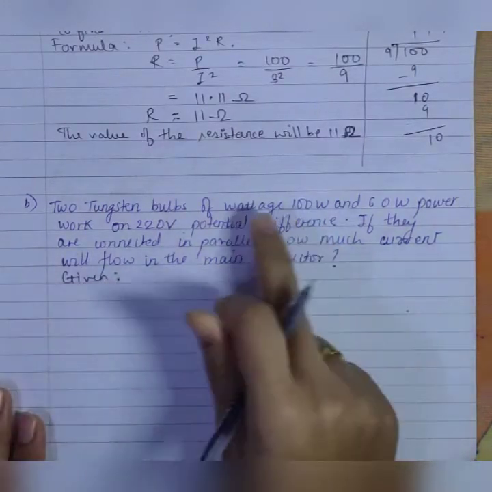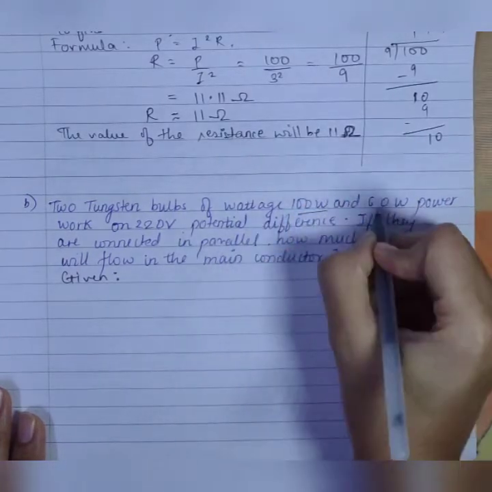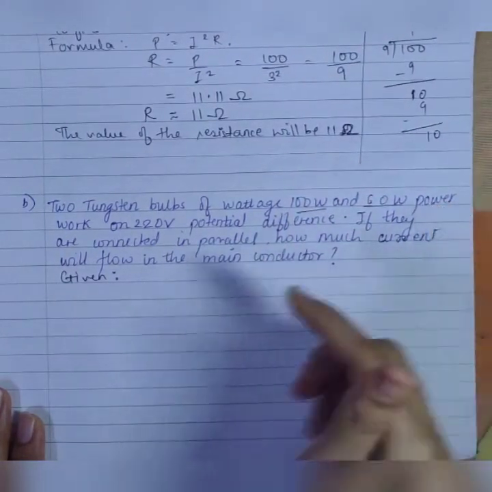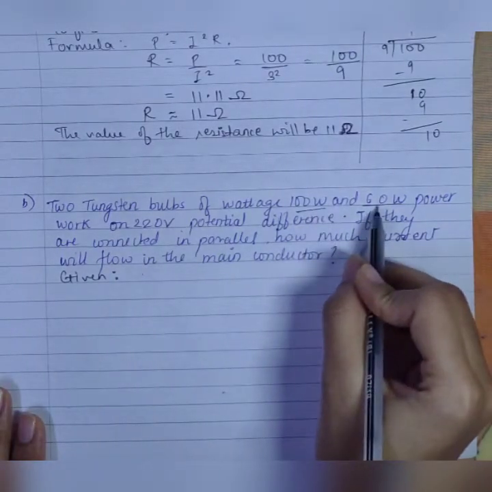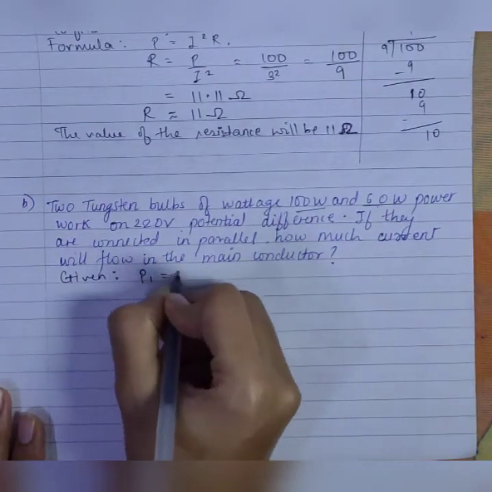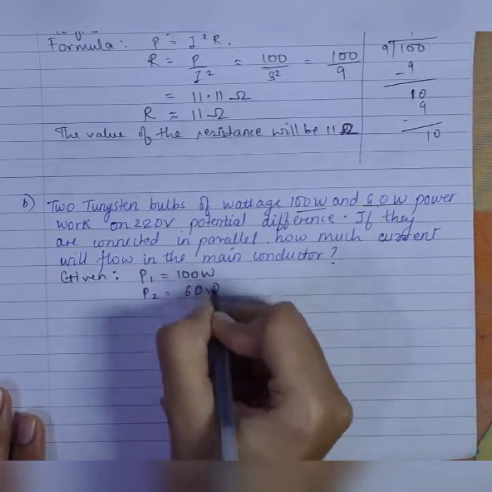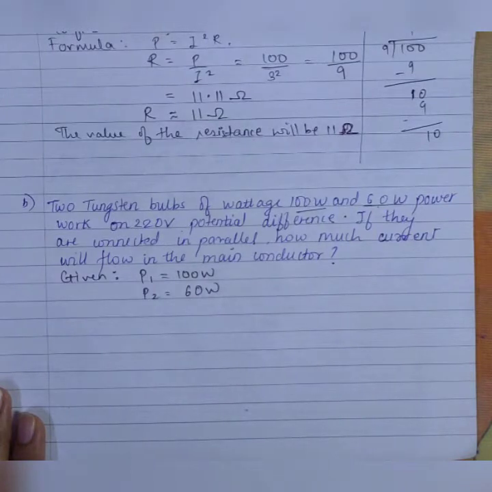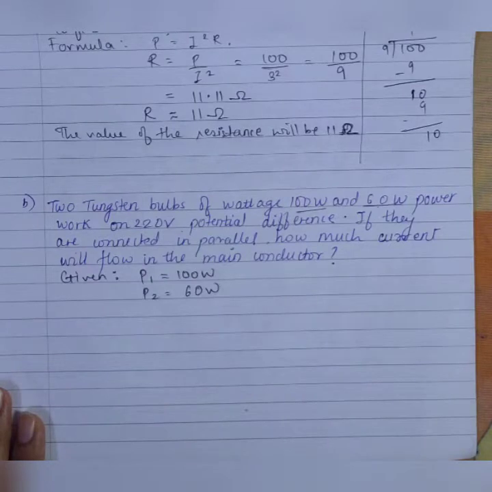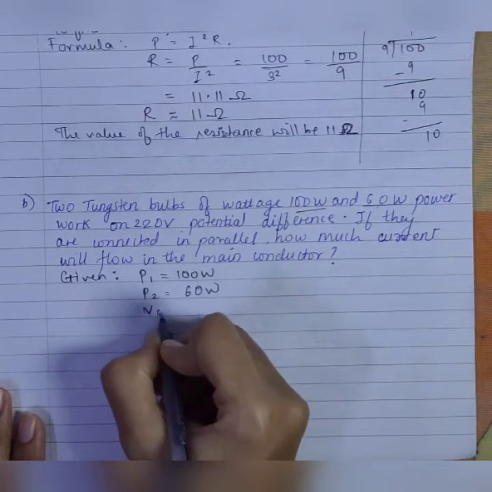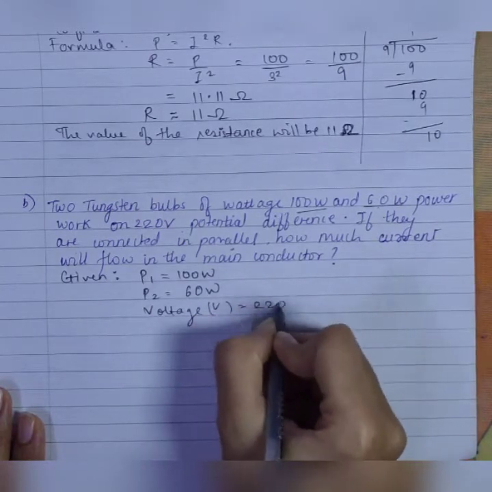The given part will be: you have two powers with you, the wattage given in watts. So this is power, two powers. Let's name the first one P1 and the next one P2. So P1 is equal to 100 watt, P2 is equal to 60 watt. Done. Now they work on 220 volt potential difference. Potential difference is nothing but voltage. So let me write down voltage, that is V is equal to 220 volt.